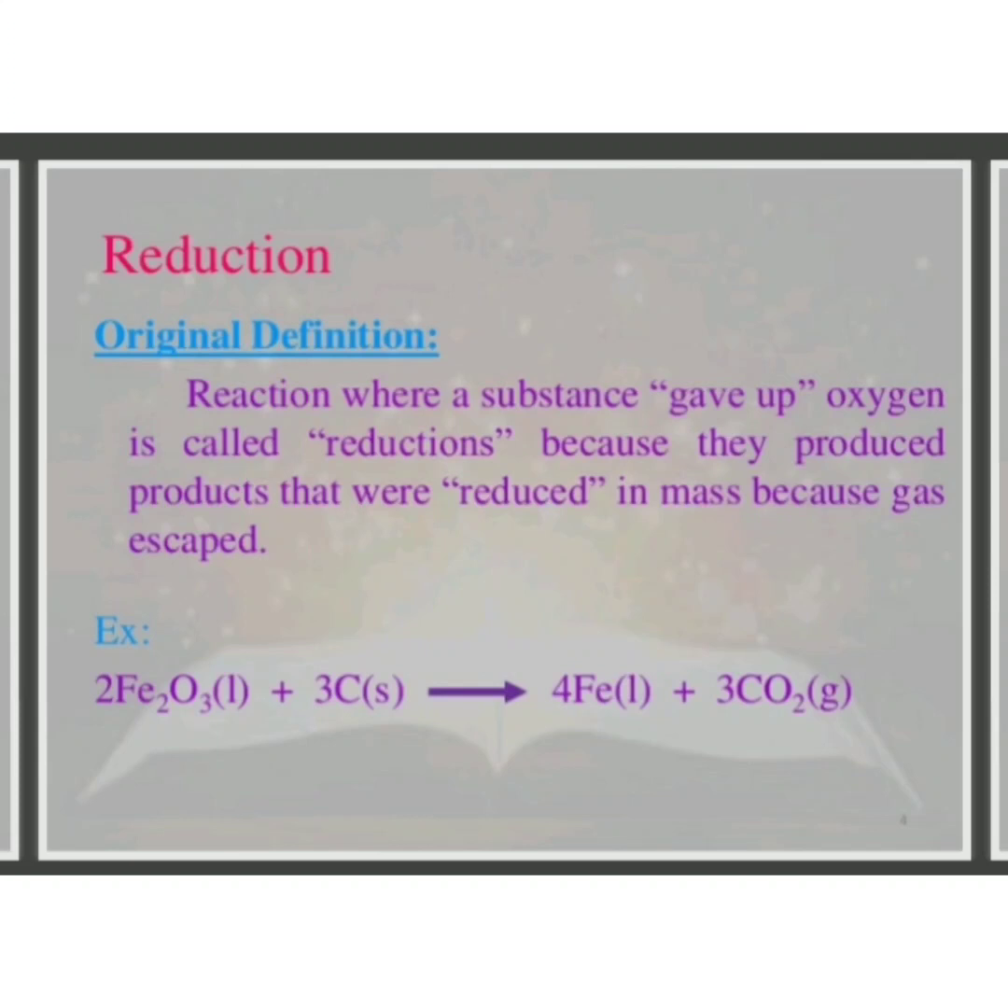For example, when iron oxide reacts with carbon, it forms iron along with carbon dioxide. In this, iron oxide undergoes removal of oxygen, so this is the example of reduction. Also, in this example, as carbon undergoes addition of oxygen, it is oxidation.